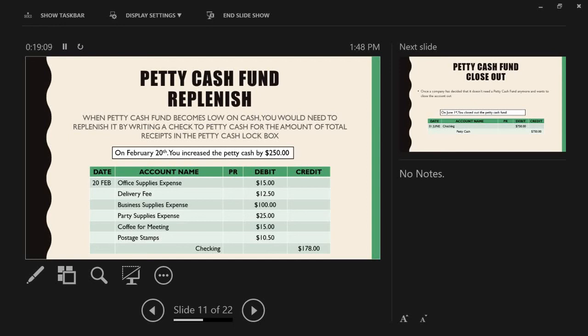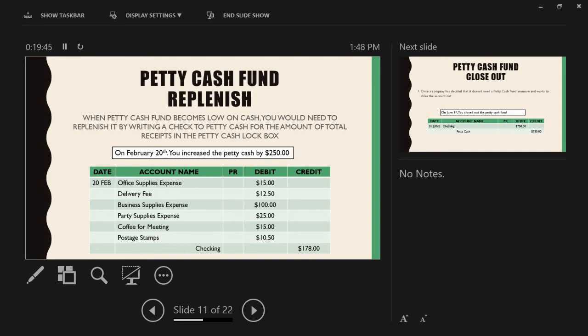Now, in order to replenish the petty cash fund, let's say you established your petty cash fund as just $250, so you should have $178 plus the cash that's remaining, which should be roughly $70, right? You should have $70 remaining. But that is not enough to make your transactions. So in order to replenish it, you're going to write a check and fill the petty cash fund with more money to equal up to your total of $250.